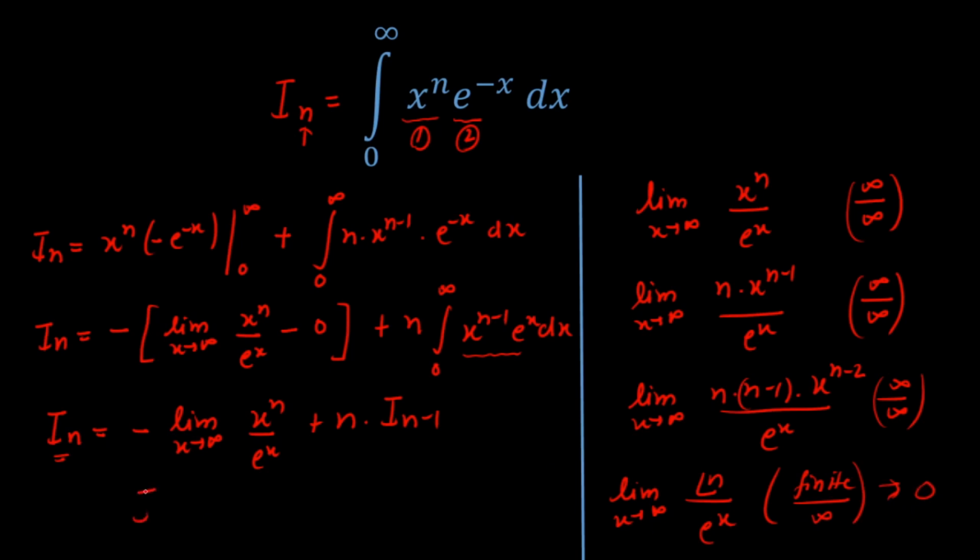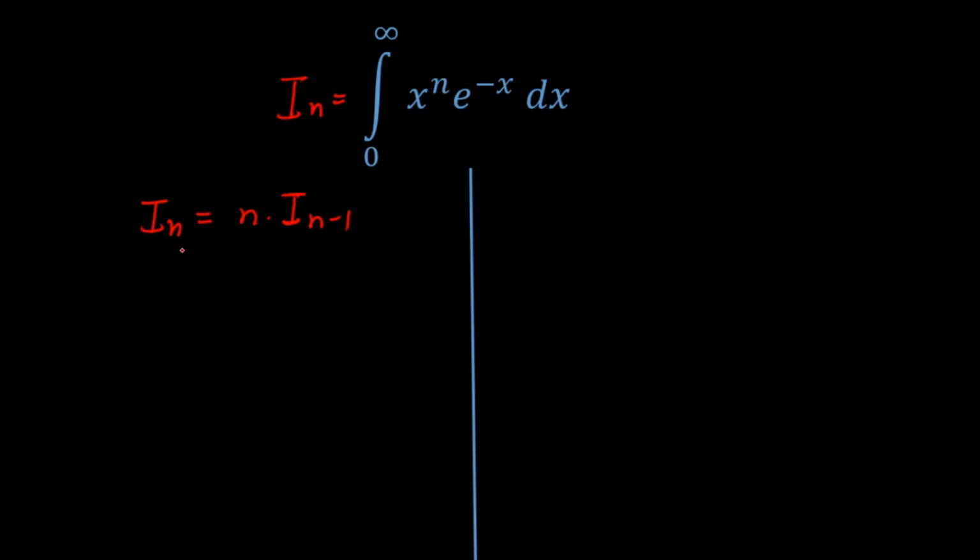Now I'm going to write I of n. So I got directly the relation between I of n and I of n minus 1. That is one reduction formula I got, and the limit for this one is 0. So the formula is I of n is equal to n times I of n minus 1. Now using this, I'm going to solve the value of I of n in the next page.